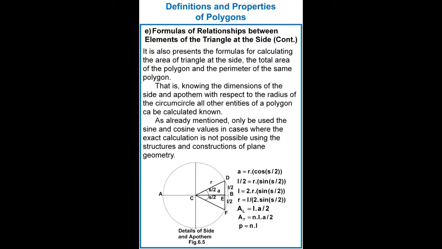In this slide are shown the formulas for calculating the area of the side triangle, the total area of the regular polygon, and the perimeter of the same polygon. That is, if the values of the side and the apothem are known with respect to the radius of the circumscribed circumference, all other values of the polygon will also be known. As previously mentioned, the values of sine and cosine will be used only in cases where the exact calculation is not possible, using the structures and constructions of the basic geometry.